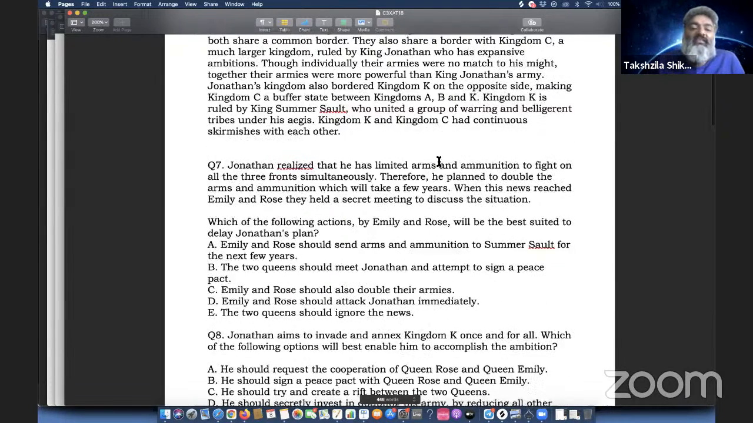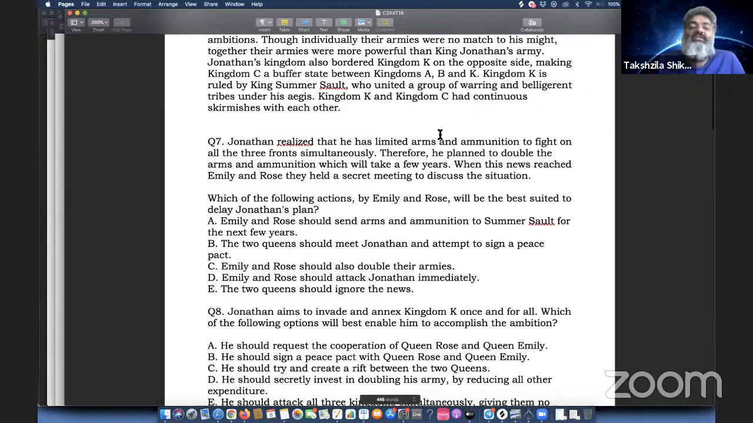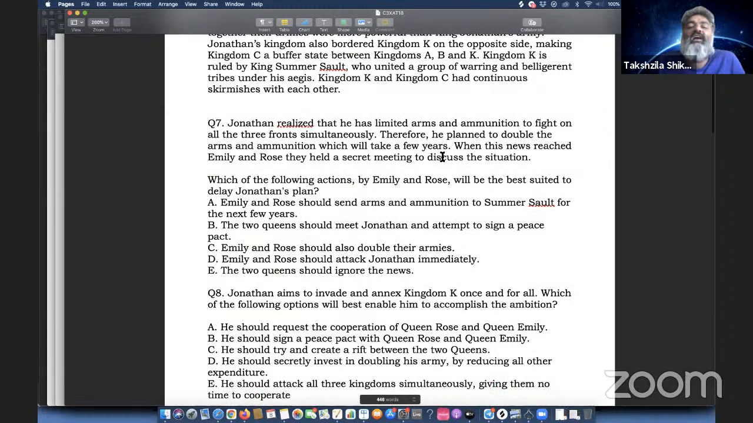So, question number 7 on the screen. Jonathan realized that his limited arms and ammunition were not enough to fight on all three fronts simultaneously. Therefore, he planned to double the arms and ammunition, which will take a few years. When this news reached Emily and Rose, they held a secret meeting to discuss the situation. What should they do? Jonathan is planning to double his ammunition, which will take a few years. So, what should these queens do? Because we know he has expansive ambitions.